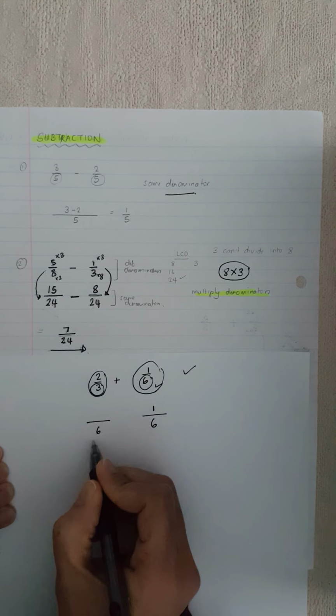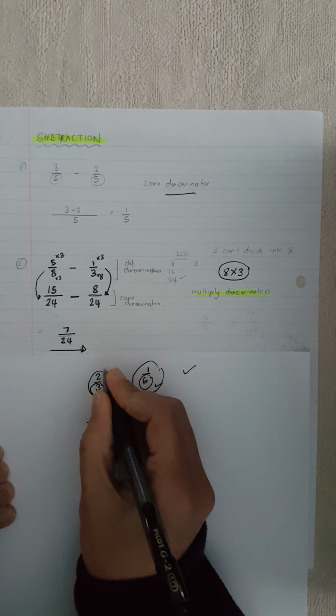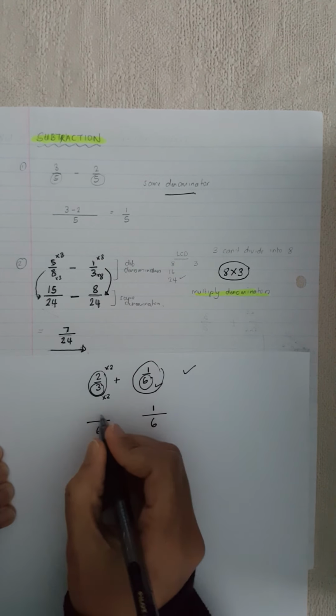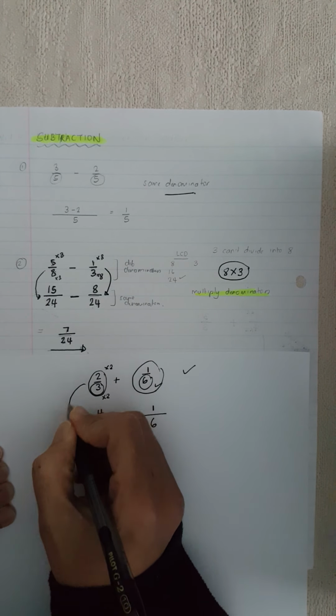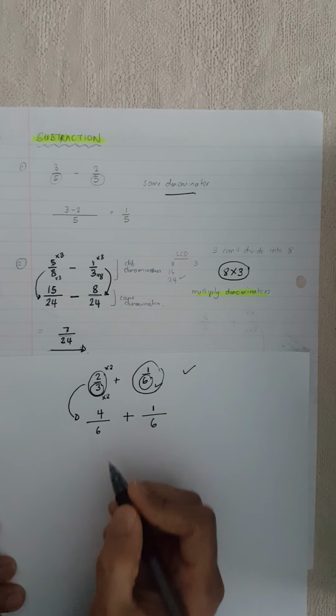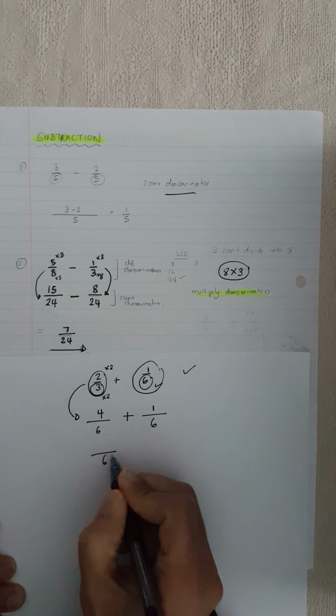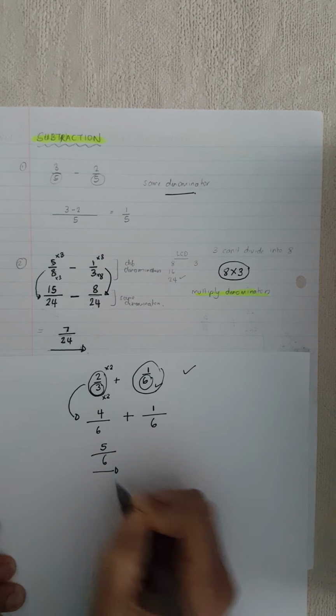But I need to change this one here. So what did I do to the 3 to get to 6? I've multiplied it by 2. So I need to multiply my numerator by 2. So I've got 4 over 6 plus 1 over 6. Can you see this one has been changed to an equivalent fraction with a denominator of 6, so that we can keep 6 and just add 4 plus 1 is 5, and my answer would be 5 over 6.